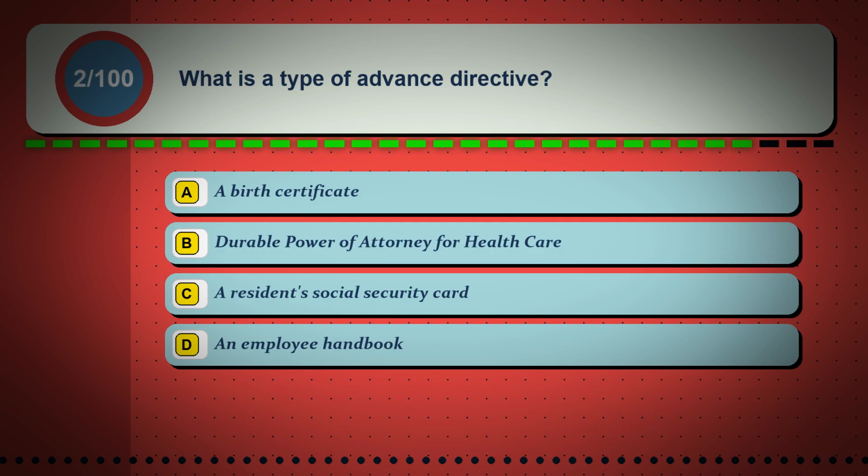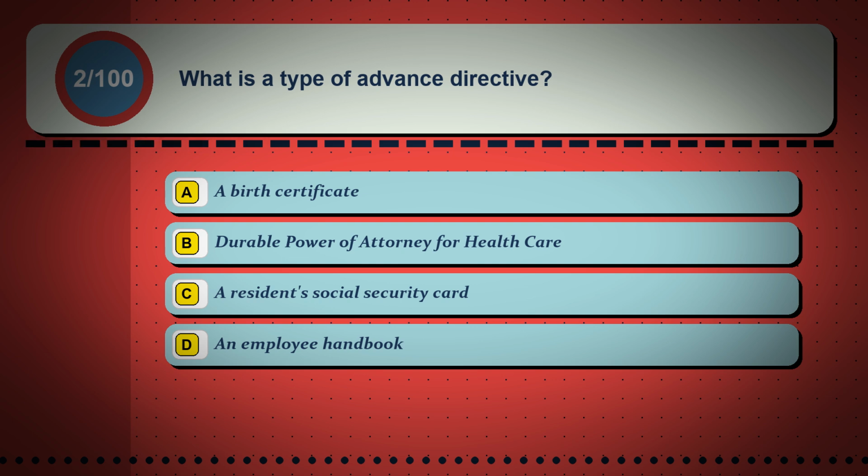Question 2. What is a type of advance directive? Option A. A birth certificate. Option B. Durable power of attorney for healthcare. Option C. A resident's social security card. Option D. An employee handbook.